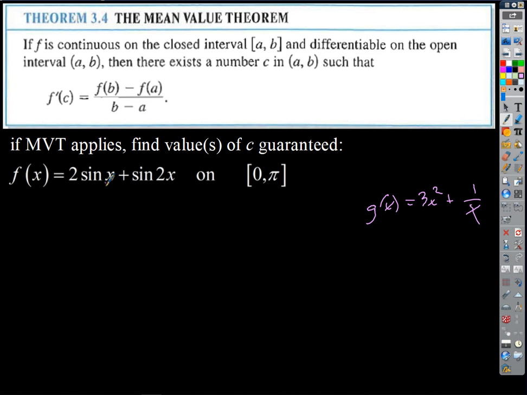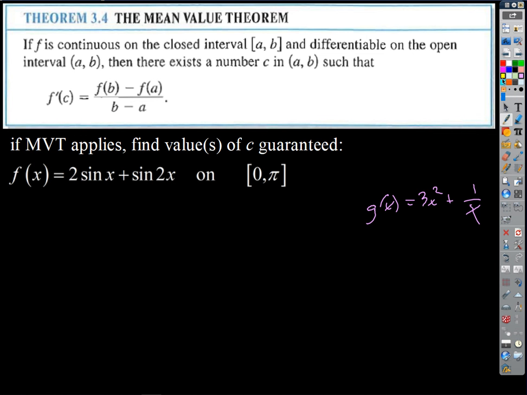Think about a sine function. Is sine discontinuous anywhere? No, it's fine. It just goes on forever, right? What about the sine of 2x? All that does is just compress the function a little bit, right? But it's still just a sine function, so we're fine. It's continuous everywhere. How about the derivative?